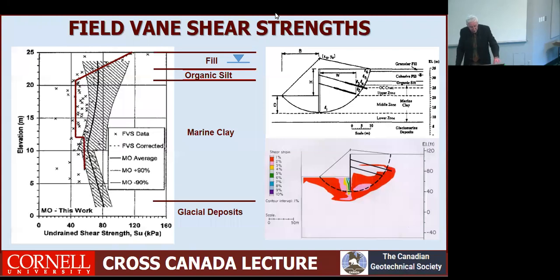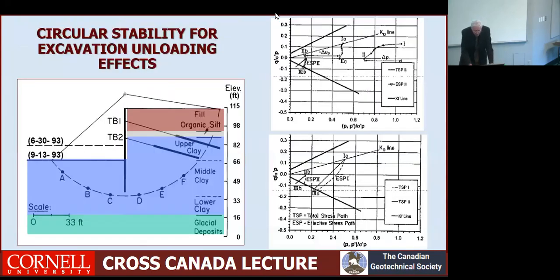If we take the vane shear test values and we run a circular slip surface, we were actually coming up with values of factor of safety between about 0.98 and about 1.02. Very consistent with the behavior, very consistent in terms of the numerical modeling, in terms of concentrations of shear strain and so forth. What we did then is we went back to this critical slip surface. We defined a number of points along the critical slip surface.